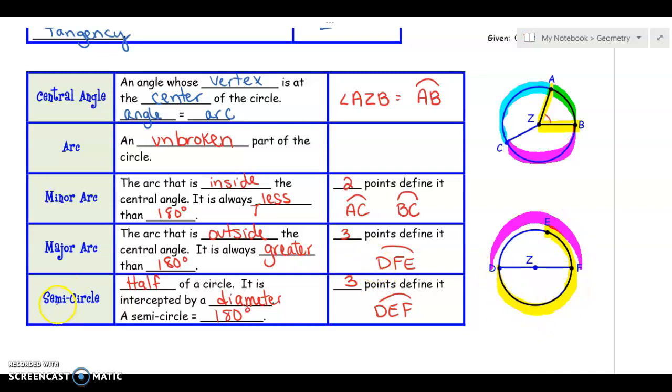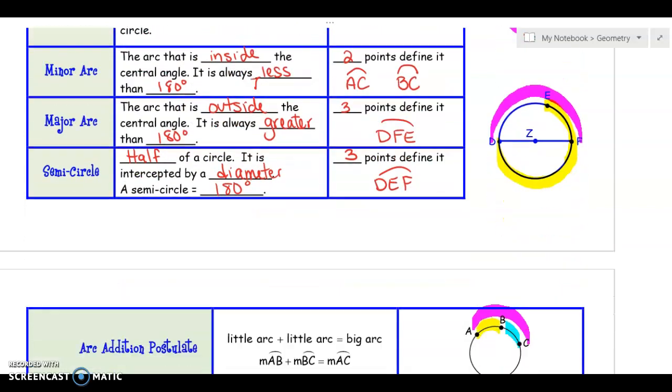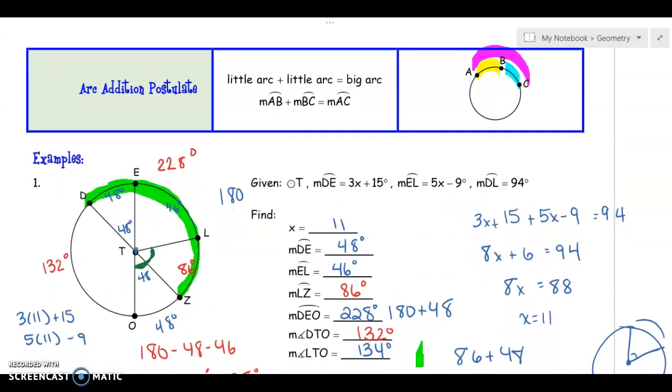And then a semicircle is exactly half of the circle. Again, you're going to want to use three letters to define that if possible. So like this purple arc here would be arc DEF or arc FED. Make sure you go in order. So those are the different types of arcs. And then we did the arc addition postulate, which is like what we've already done with segments and angles before. It basically says these two little arcs, the yellow and the blue arc, add up to equal the purple arc.